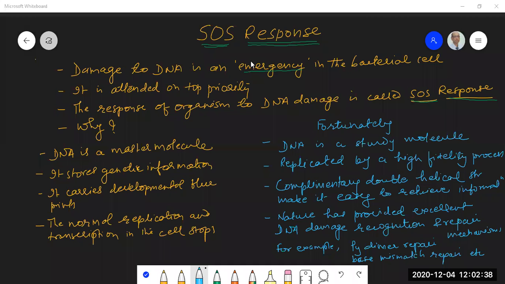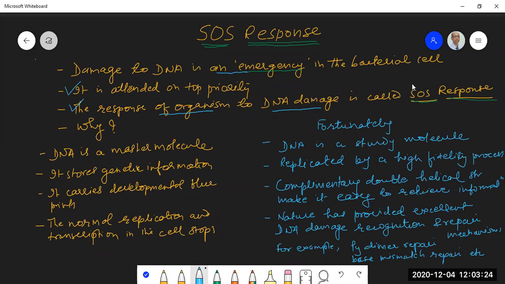So this is on SOS response. And what exactly is SOS response? SOS response is, whenever there is damage to DNA in the bacterial cell, it is an emergency situation. It is an emergency situation in the organism, and it is attended on top priority. Repair of this damaged DNA is given the topmost priority in the bacterial cell. This response of the bacteria, this response of the organism to DNA damage, is called SOS response.